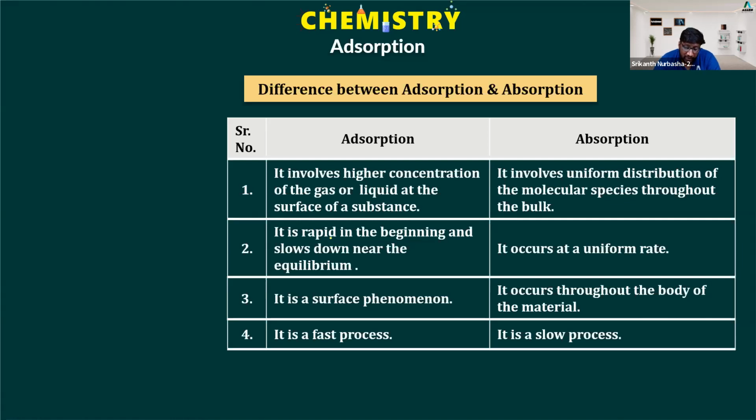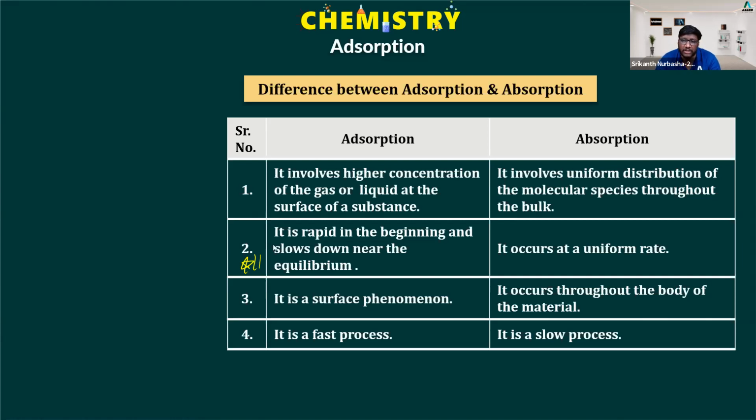Adsorption is rapid in the beginning and slows down near the equilibrium. Absorption occurs at uniform rate. Why is it so? Why is adsorption rapid in the beginning and slows down near equilibrium? Because the surface decreases as time proceeds. Yes, obviously, as time proceeds, the surface area available for adsorption is decreasing.